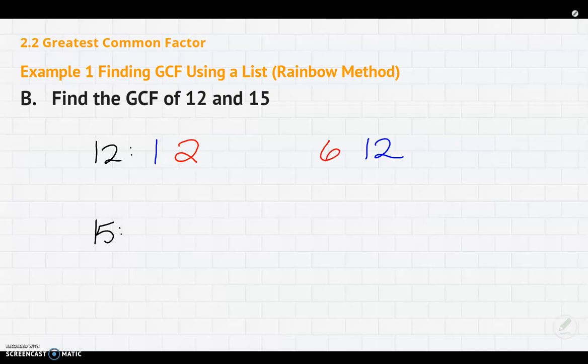Then I move on to 3. 3 is a factor of 12, and it's 3 times 4. And then, of course, my next number would be 4, but I just wrote that down. So my list is complete. There are 6 factors for the number 12.